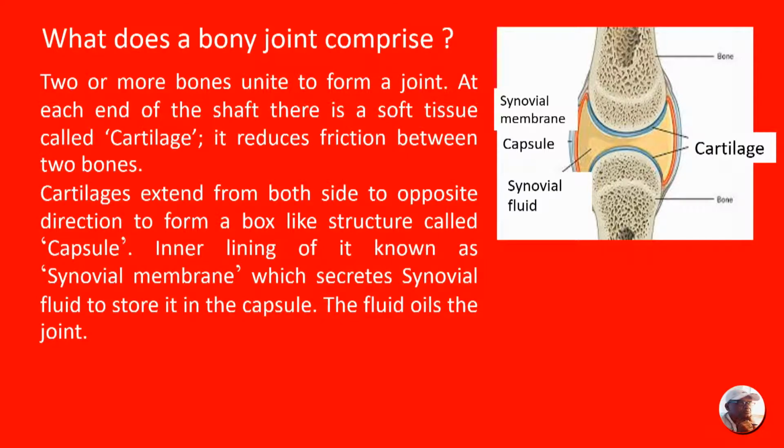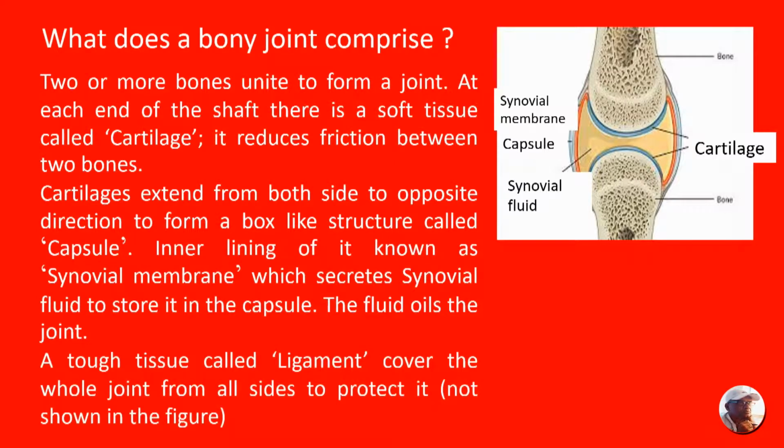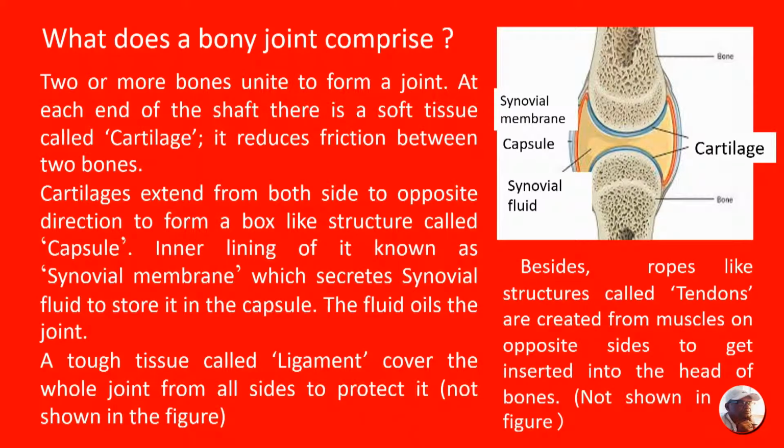Cartilages extend from both sides in opposite directions to form a box-like structure called capsule. Its inner lining, known as synovial membrane, secretes synovial fluid, which is stored in the capsule. The fluid oils the joint. A tough tissue called ligament covers the whole joint from all sides to protect it, not shown in the figure. Besides, rope-like structures called tendons are created from muscles on opposite sides to get inserted into the head of the bones, not shown in the figure.